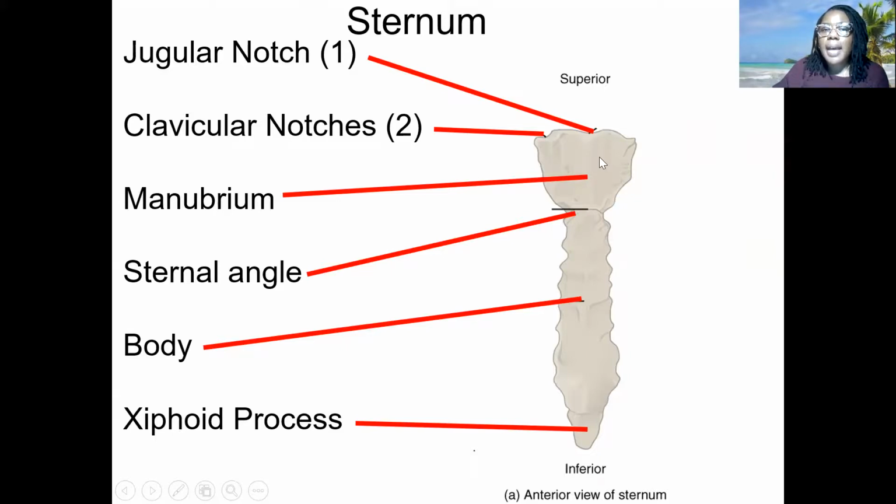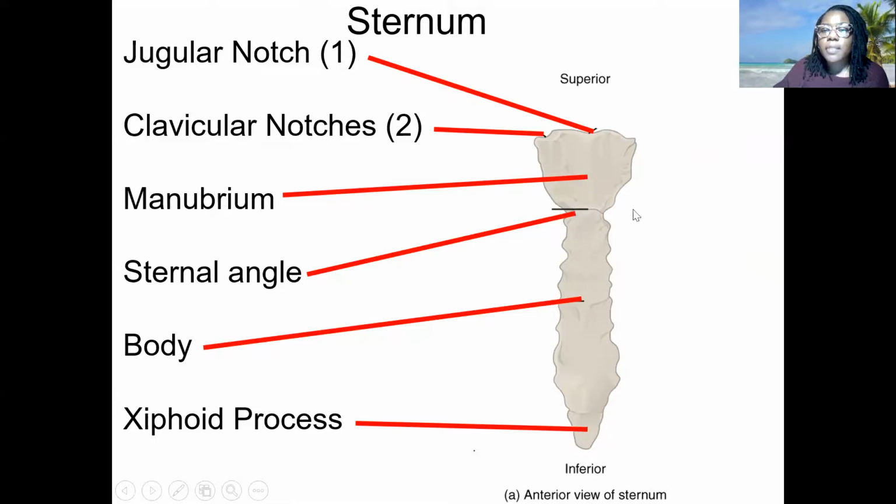Now the sternum has 3 distinct parts to it. So the top part that we were just describing is called the manubrium. The body, or the middle part of the sternum, this entire portion here, is called the body. And then the very small tip, or this distal projection, is called the xiphoid process.